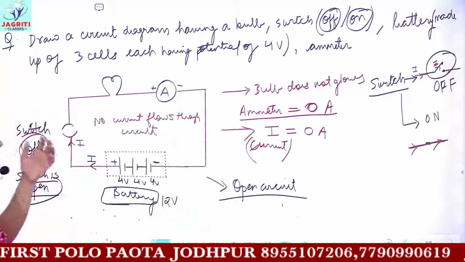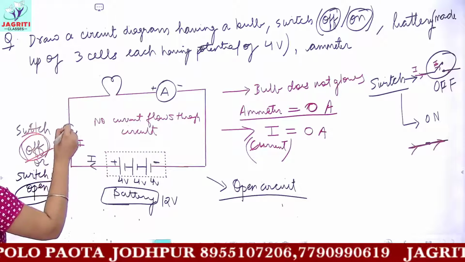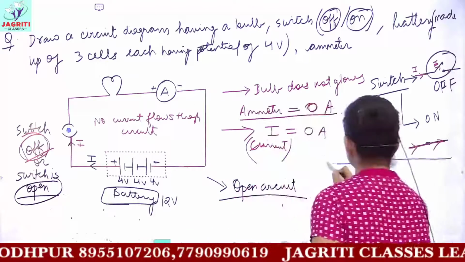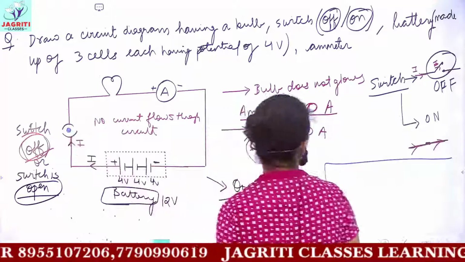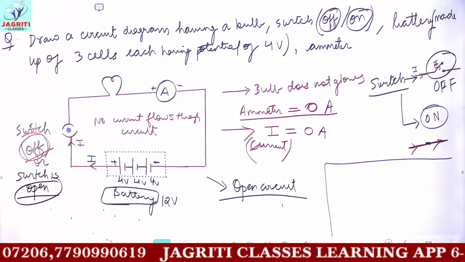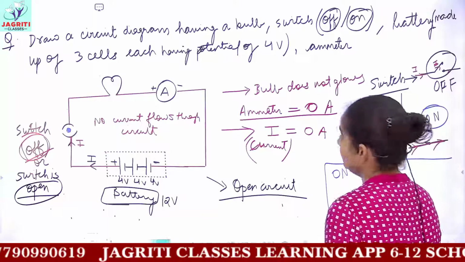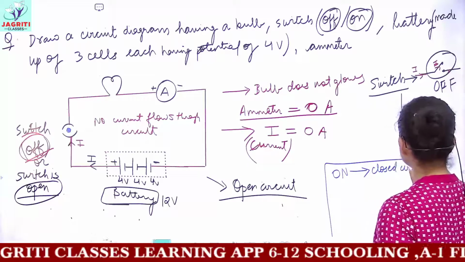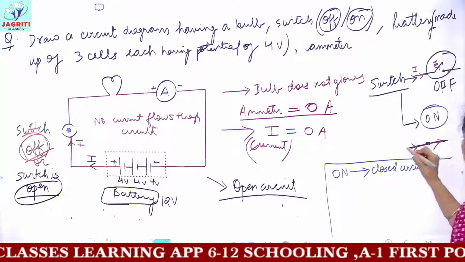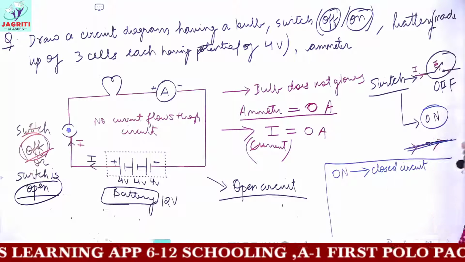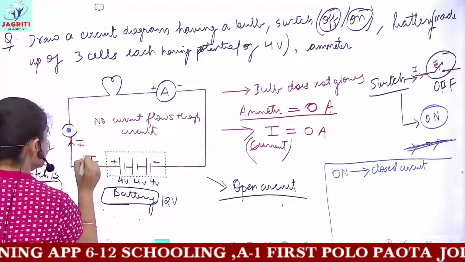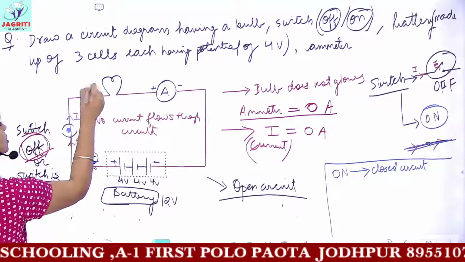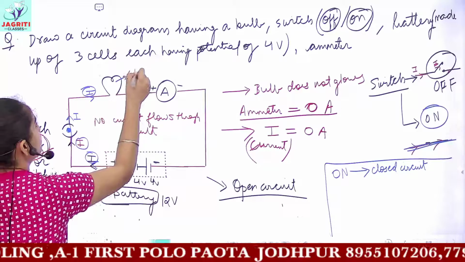Now let's reverse the condition. Now I have made the switch on, and the conclusions I am writing here. This symbol represents the switch is on. So when the switch is on, it means the circuit is closed. So on switch means you have a closed circuit. Closed circuit means now the current has a path, it can travel. So when the circuit would be closed, this current would travel from this to the next terminal, and it would reach the bulb, and the bulb would glow.